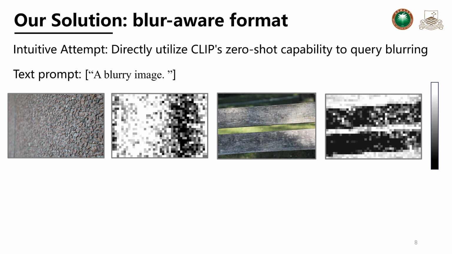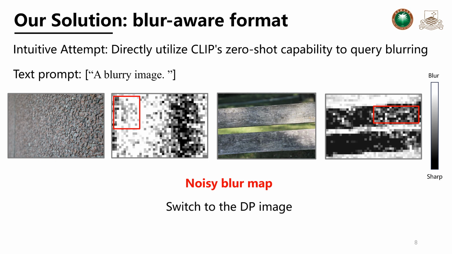We first made a simple attempt by taking "a blurry image" as the text prompt and the patched defocus blur image as the image input. As expected, CLIP is able to roughly distinguish between blurry and sharp. However, this is a noisy blur map. Therefore, we thought about the nature of DP images and considered using it.